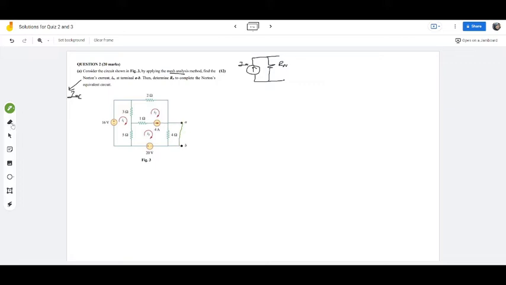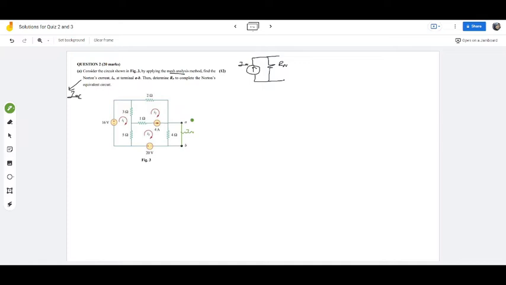Let me just use this function here. So you need to create one, and the current is pointing downwards. So the first thing that you have to do when you want to solve for Norton's current, when there is no short circuit, is you have to create one.